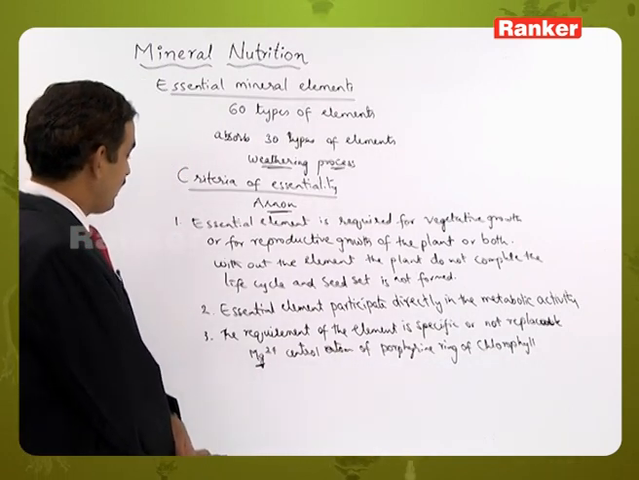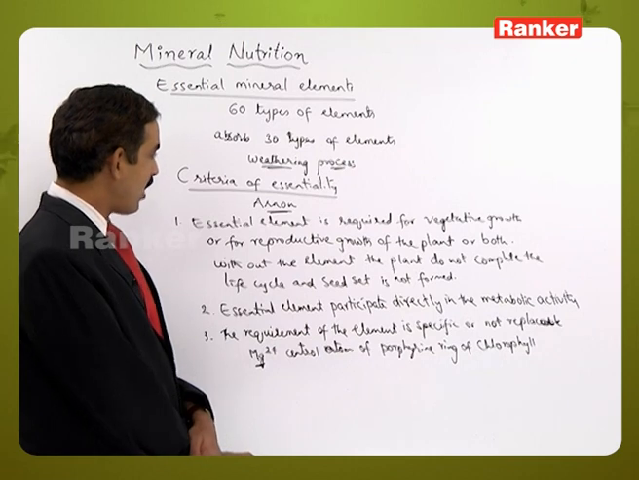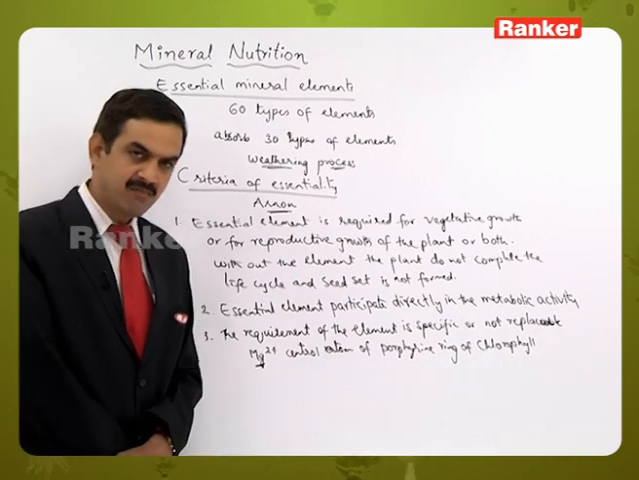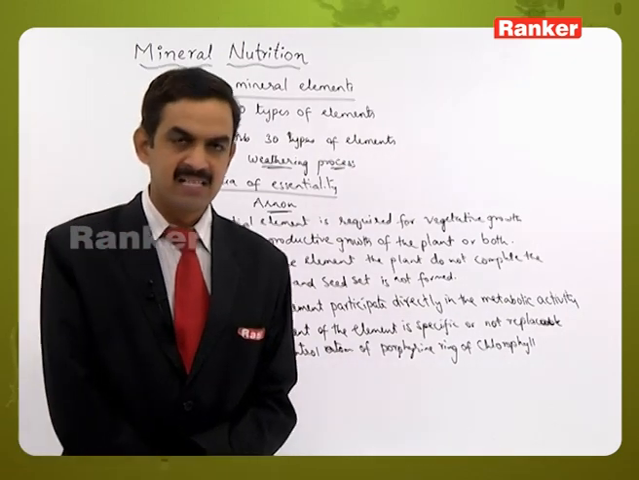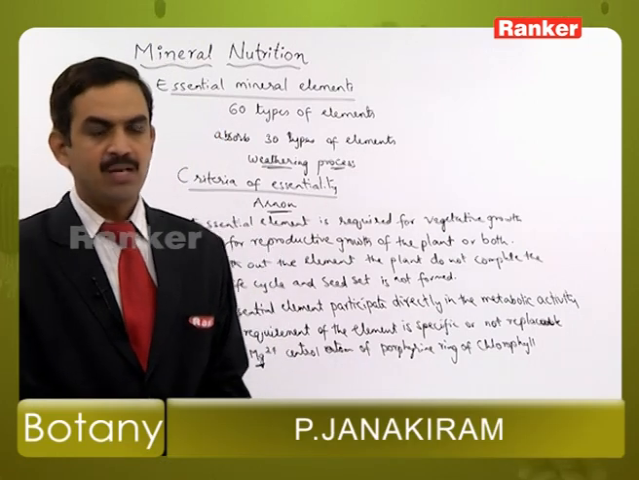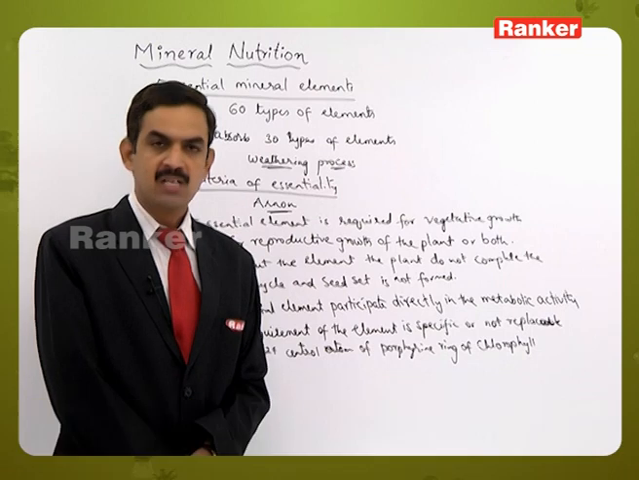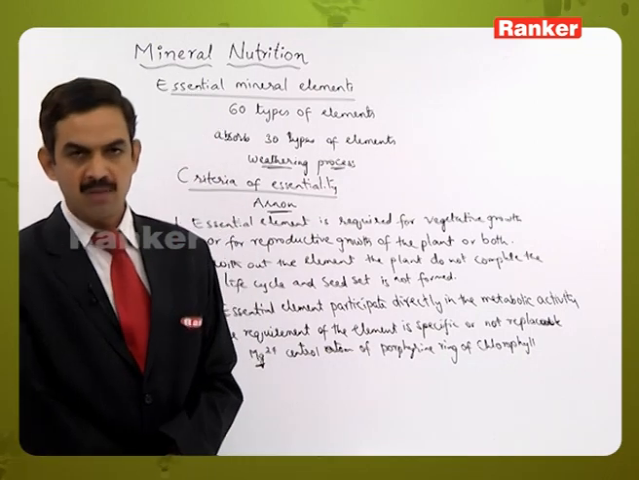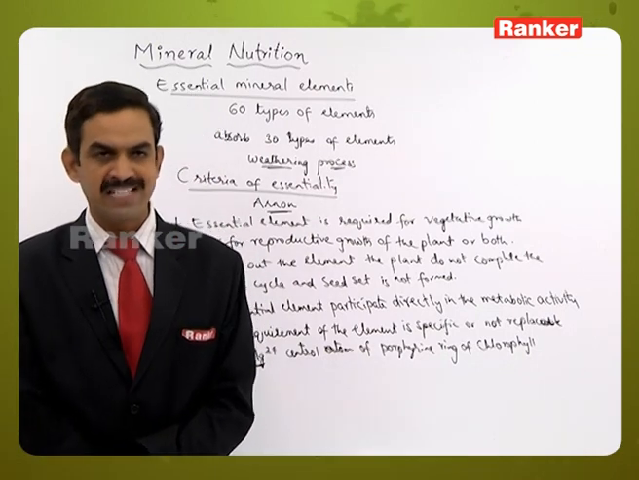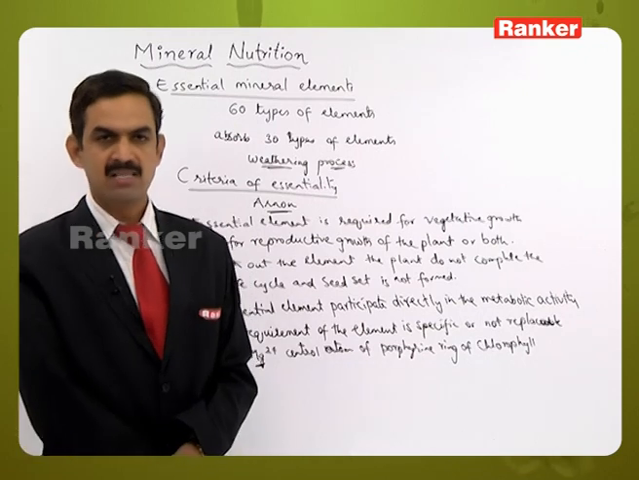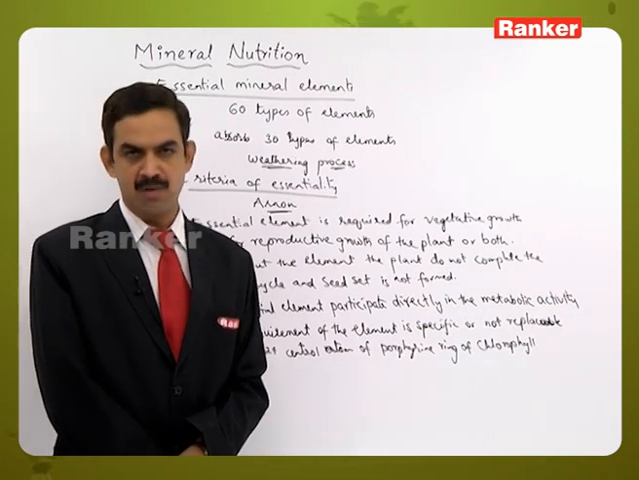Then if the elements follow all these three criteria, we can consider that particular element as an essential element. And among these 30 elements absorbed by the plant, some do not show these properties. If at least one of the functions is not exhibited by them, then we call them non-essential elements.